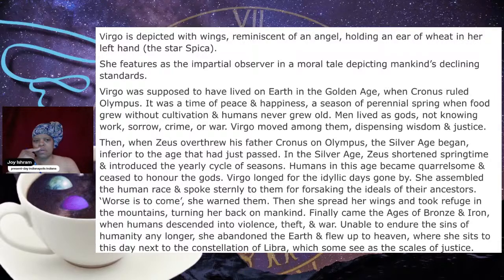No. And Libra's between Virgo and Scorpio in the lineup. So is Virgo and Scorpio the parents of Libra? Because they taking away Scorpio's claw. Virgo was right there looking at everything.